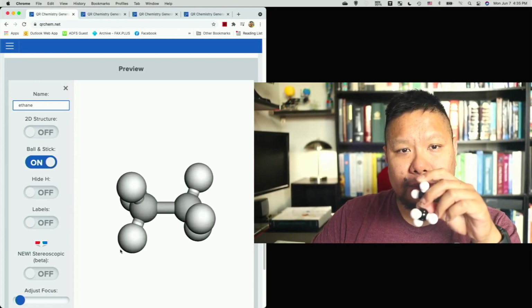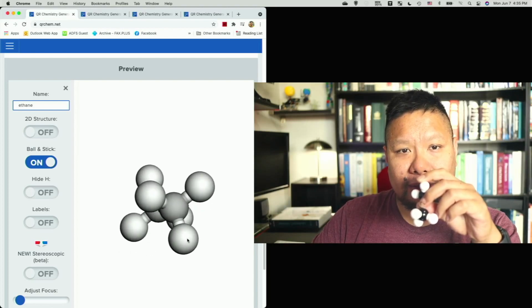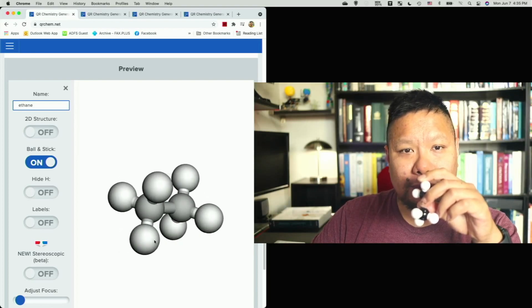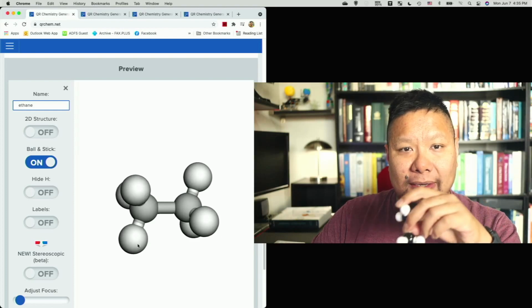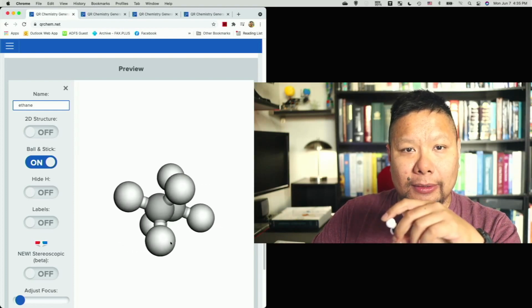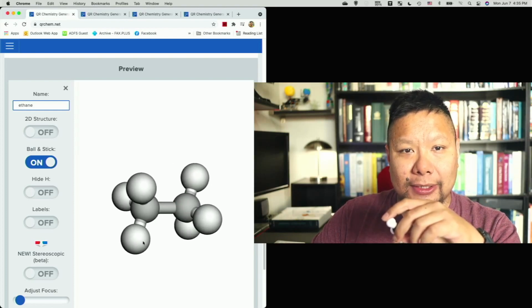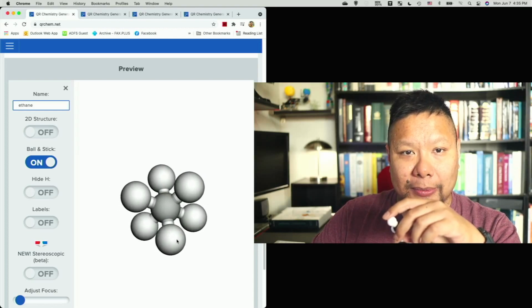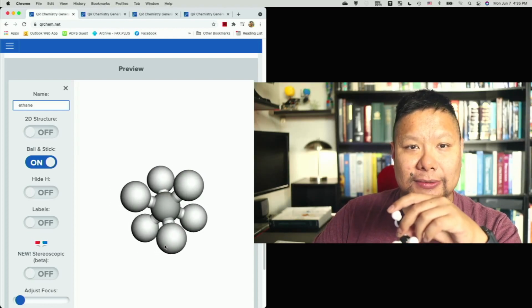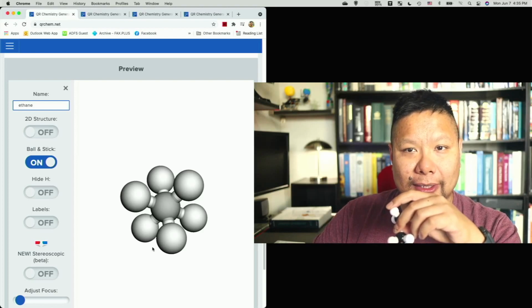So you can zoom in on this. You can also rotate it around. And so when you rotate around this 3D model and look straight down that center axis bond, that's the sigma bond right there. It looks like this, right? It looks like that, okay?